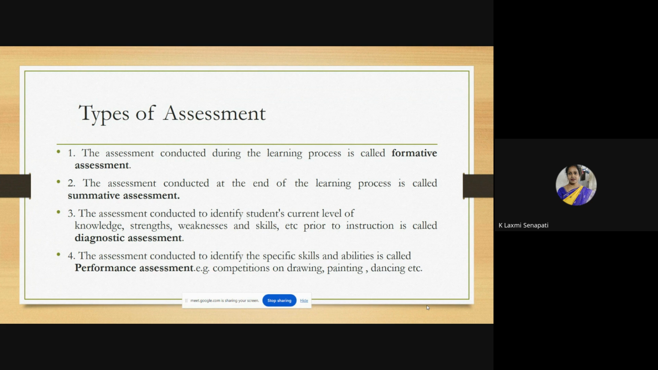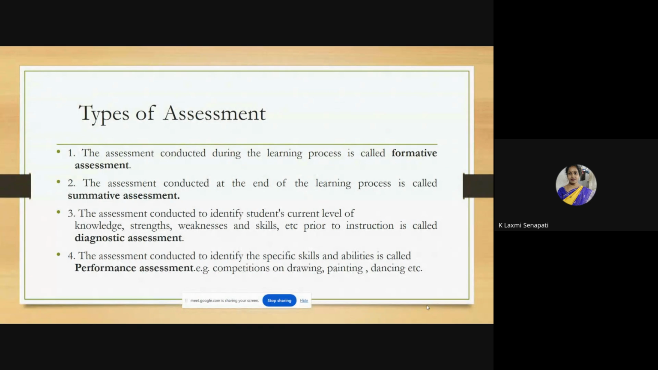The second is called summative assessment. Summative assessment is conducted at the end of the learning process. When one topic is over, or, suppose 3 units have been taught, after completion of the 3 units we assess our students. Assessing in today's class or after completion of 1 unit is formative, while summative is after completion of 3 or 4 units. The semester exam that goes on in colleges comes under this.